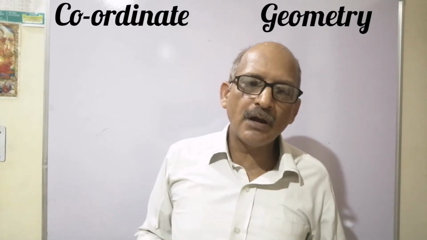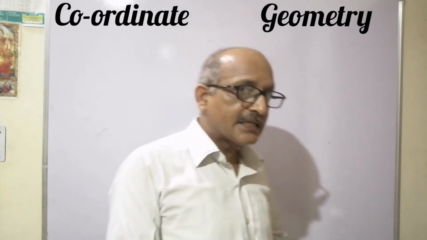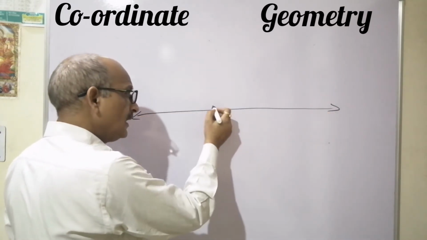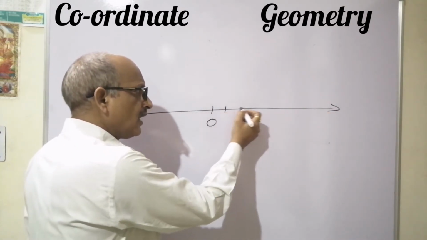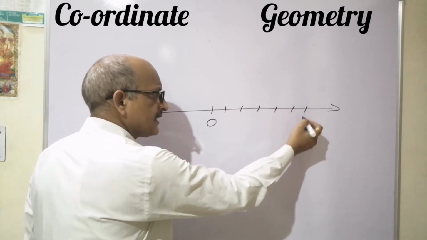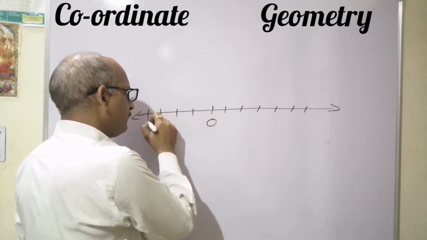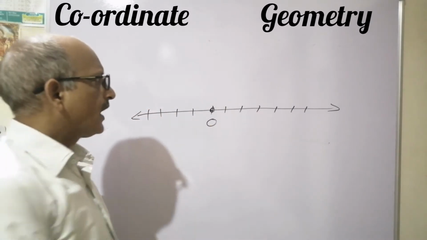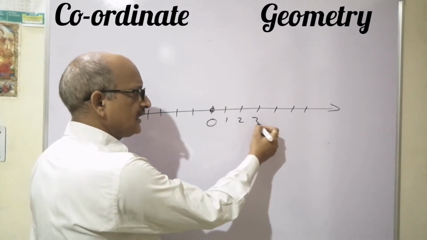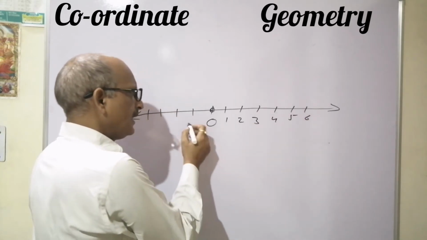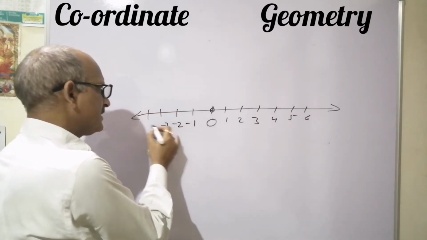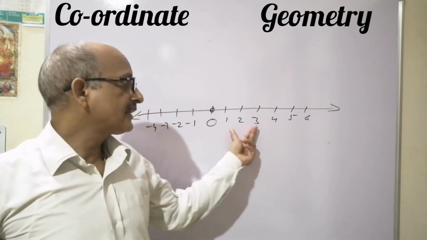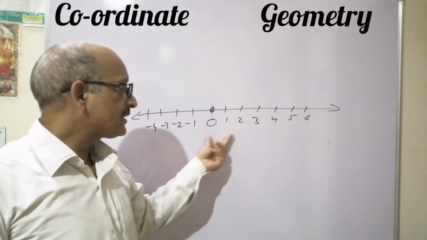One dimensional figures you have already studied on the number line. Let's see how. It is a number line, 0 over here, then 1 2 3 4 5 6. This is the main point where we start to count. So we have 1 2 3 4 5 6 positive here, and here -1 -2 -3 -4. Somebody can say, no sir, I will take the minus sign on the right hand side and the plus sign on the left hand side.